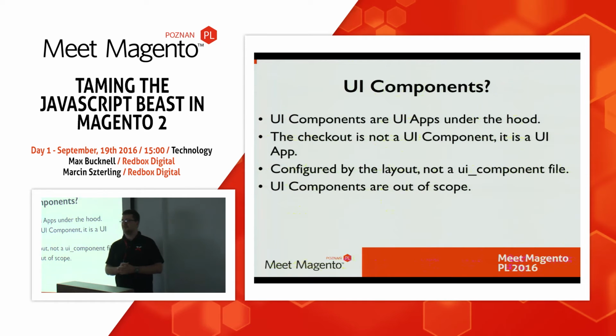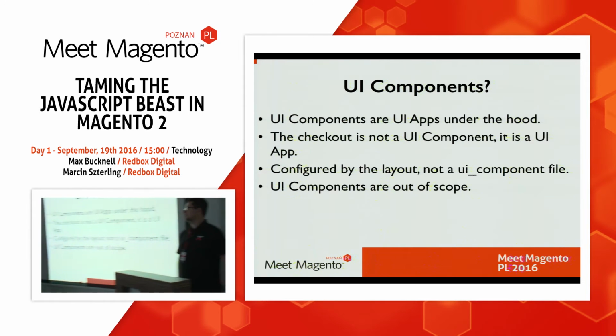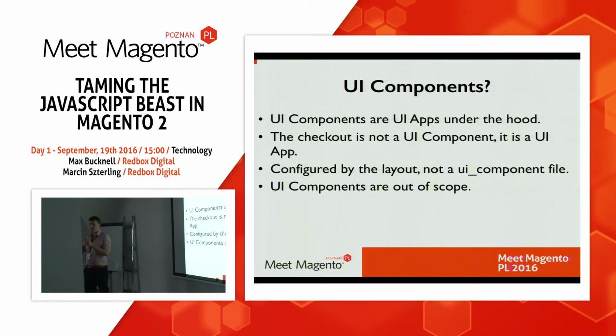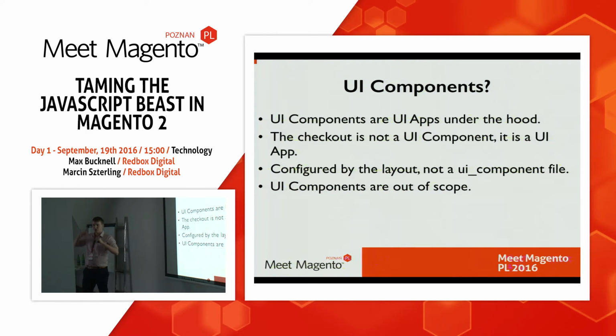Yeah. I'm sure everyone here has heard a lot about UI components like grids in the admin and other such things, and you find them under view/adminhtml/ui_component. You can extend them, and you've got data providers, and you've got other components, and there's a lot of stuff going on. They're pretty complicated. That's not actually what we're talking about. We're talking about UI apps. And UI components, when you get down to it, are UI apps. But so is the checkout, and the checkout is not a UI component.